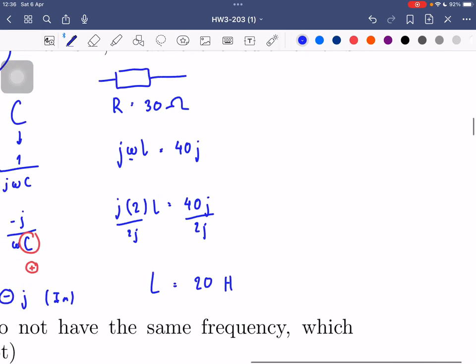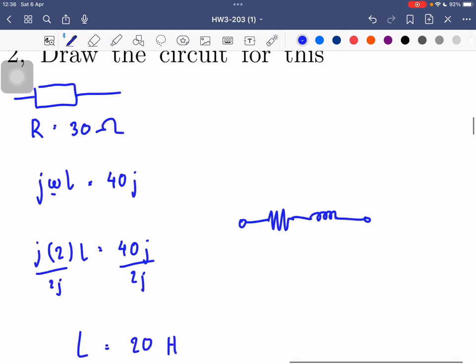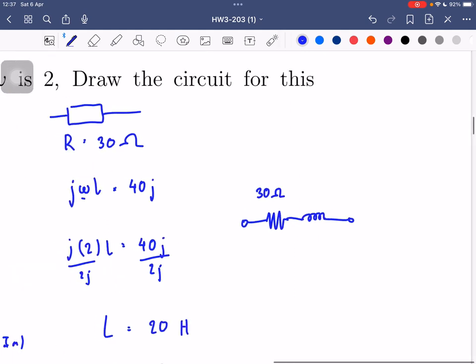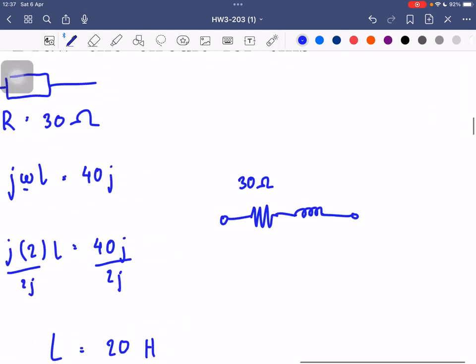So if we are to draw the diagram of the circuit, we may start with the resistor, followed by the inductor. We write the value labeled on the component. So first, it is 30 ohm, and the inductance of the inductor is 20 H. So this is the answer.